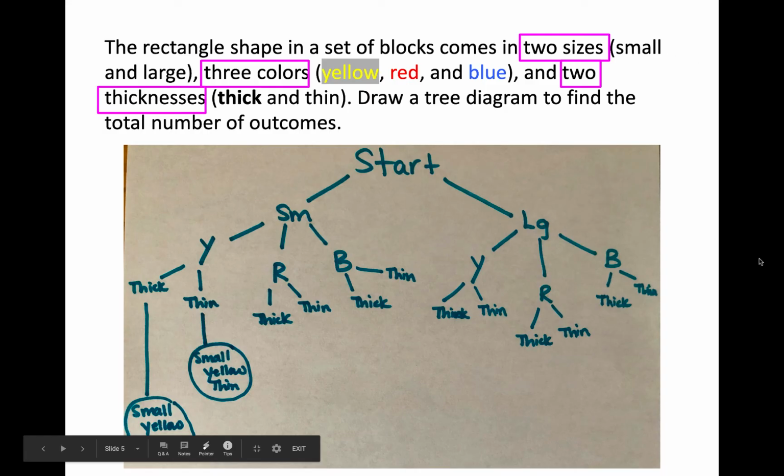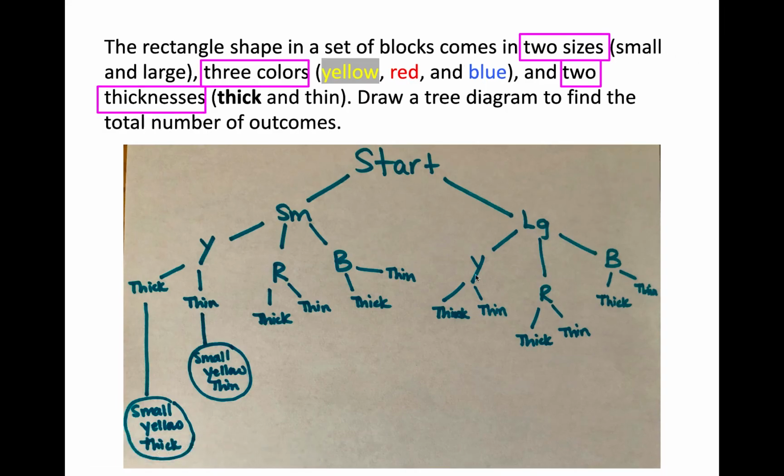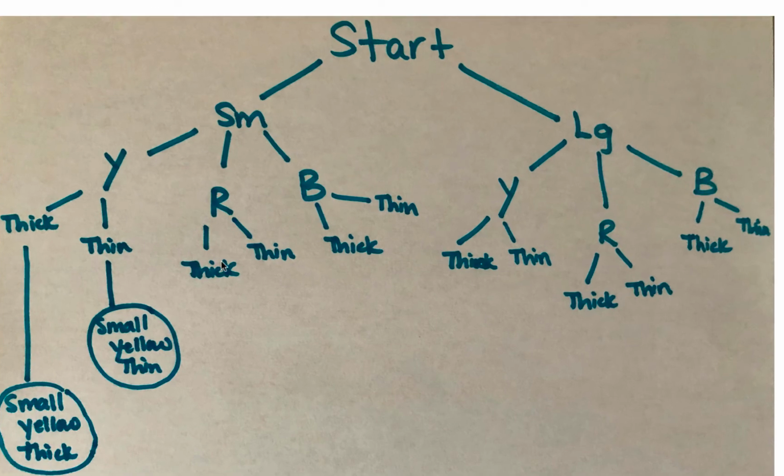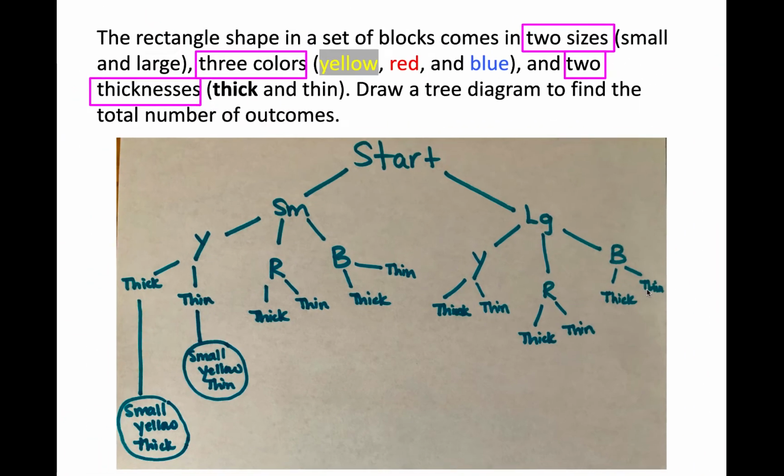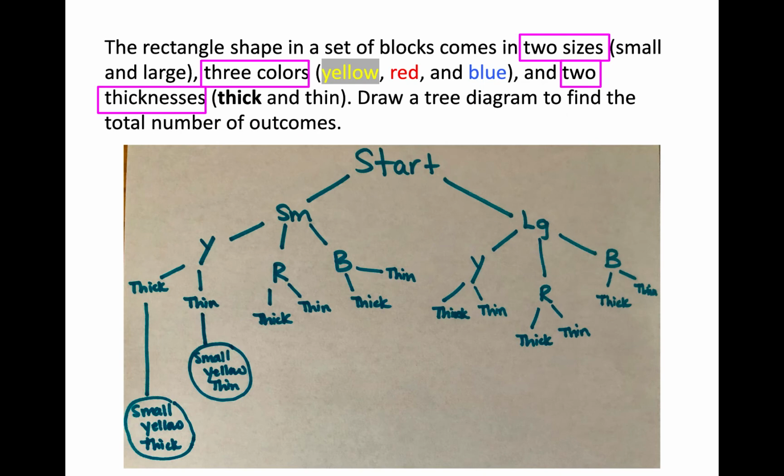Here is my final tree diagram, 6th graders. And when I'm looking at it, I can see I have 1, 2, 3, 4, 5, 6, 7, 8, 9, 10, 11, 12. There are 12 total outcomes. So make sure in the chunk in your notes that you write that there are 12 total outcomes on the line provided, because that was our job with this problem, to draw a tree diagram to find the total number of outcomes.